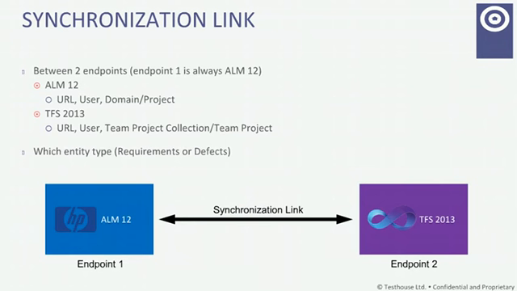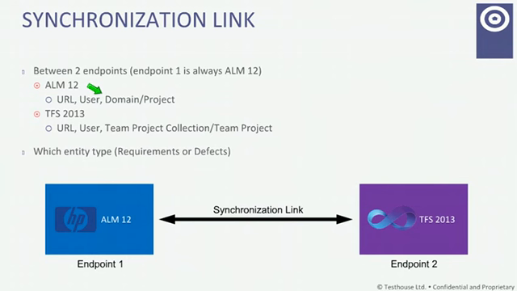So how does this work? You have your 2 servers, ALM 1 and your TFS 1, and what you need to set up in between is what we call a synchronization link. Obviously, to have a synchronization link, you need to connect to those 2 servers. So for ALM, you need the URL to the server. You need to have a username and password, which you will use to connect to this server. And you need to specify which project you want to access. So this synchronization link is created on a project basis. So if you have 10 projects in ALM and you want to synchronize those, you will have to create 10 synchronization links.